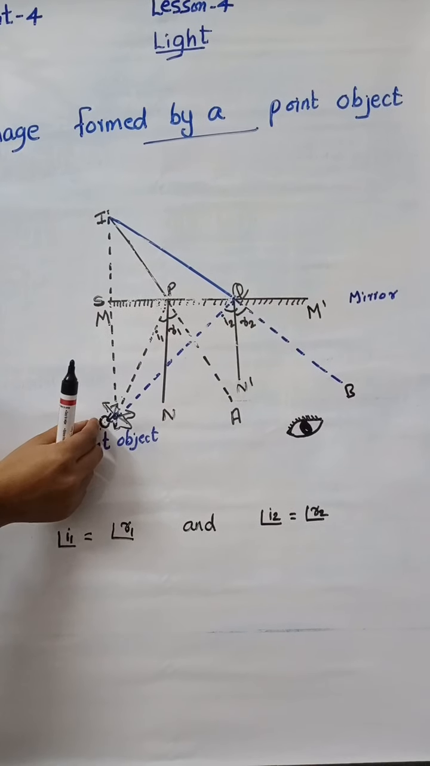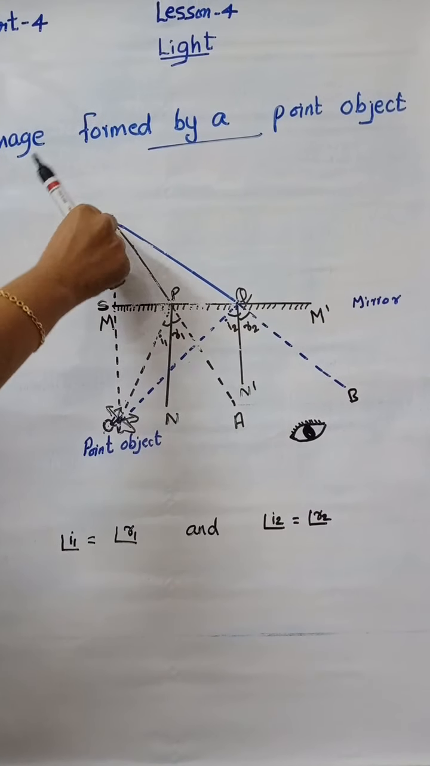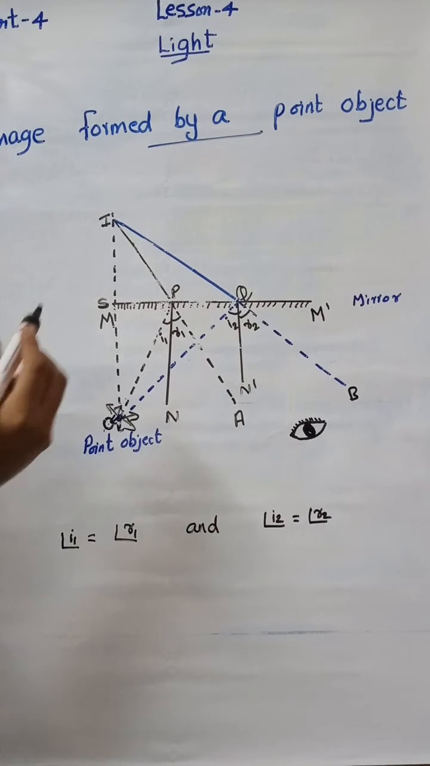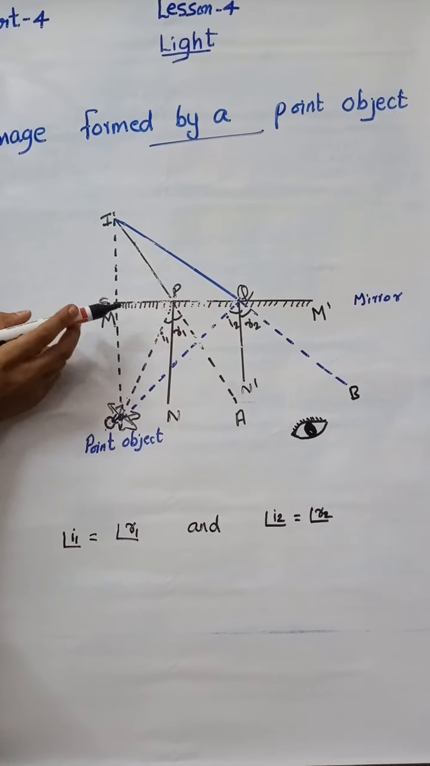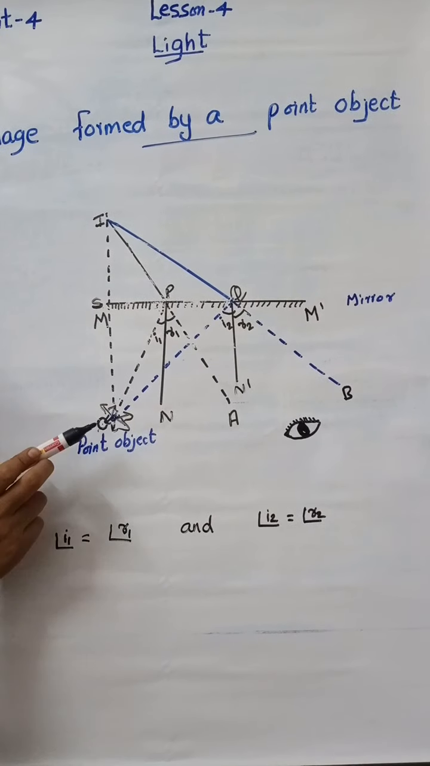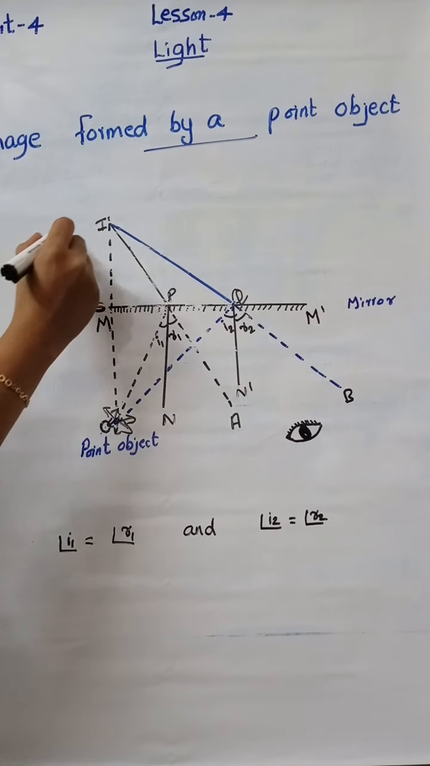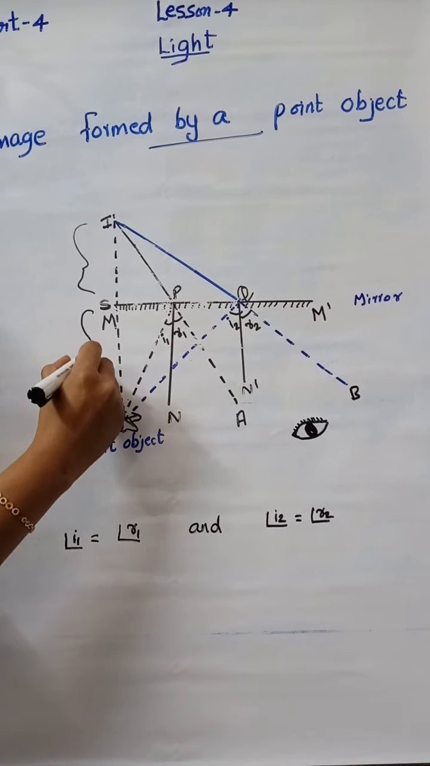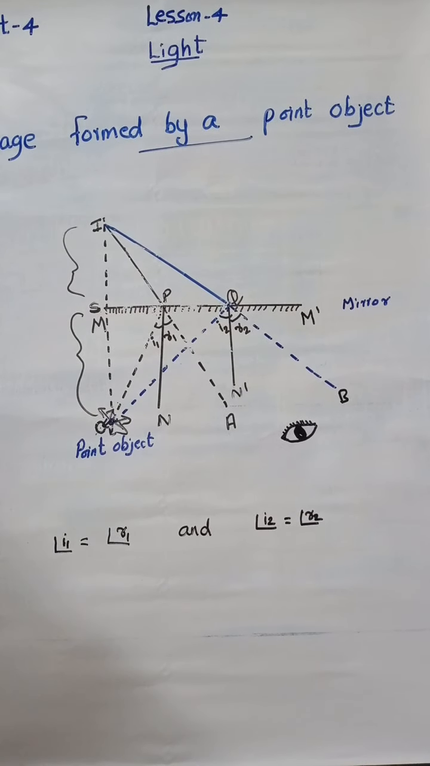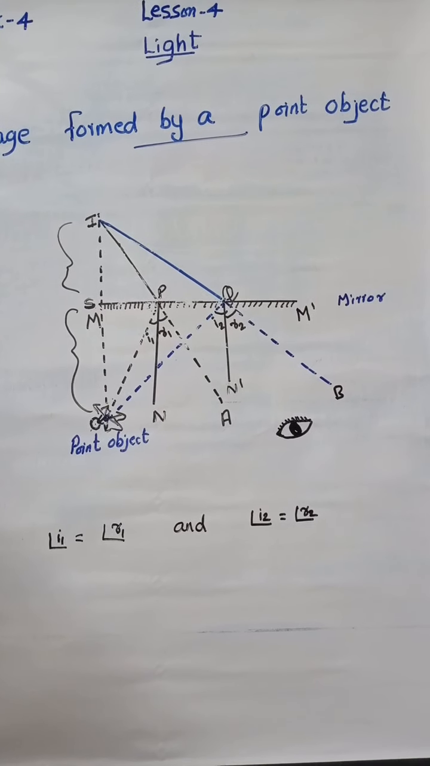That is, if the object is here, the image will be formed at the back portion of the mirror this much far apart. This distance between the mirror and the image is SI, and the distance between the object and the mirror is OS. And the specialty is that these two distances are equal. So the image formed in a plane mirror is as far behind the mirror as the object is in front of it.